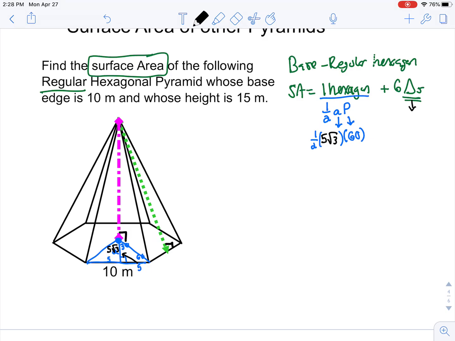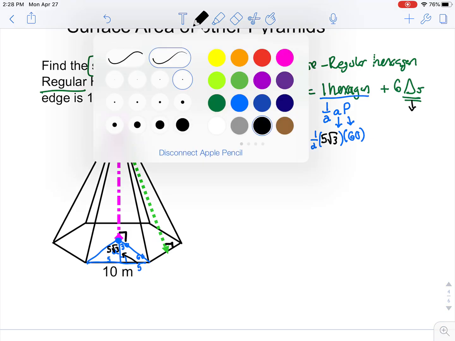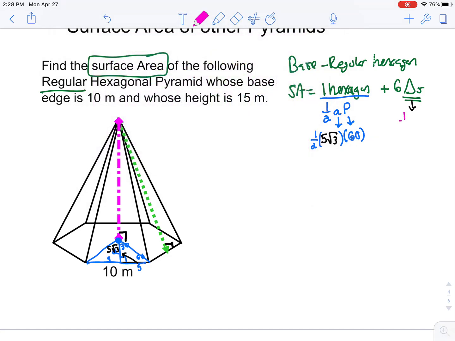As for the triangles, to find the area of a triangle, I'm going to switch colors here. To find the area of a triangle, we have to do 1/2 base times height. So let's think about one of these triangles here. Okay, I'm going to color this one in a little bit.